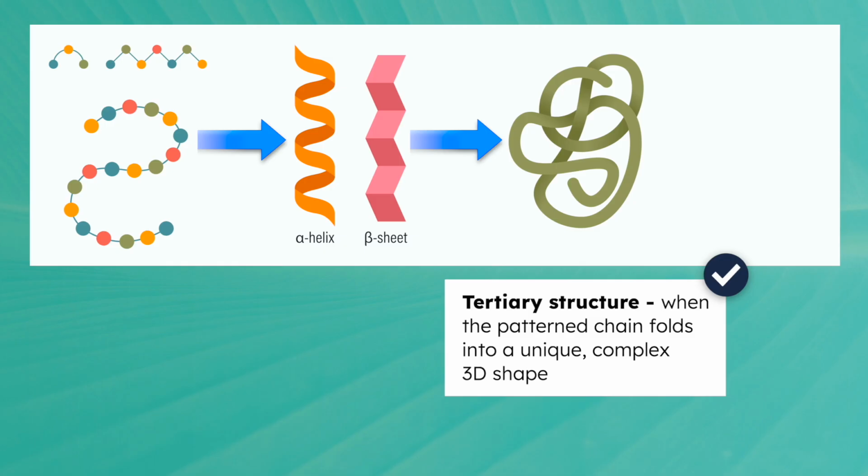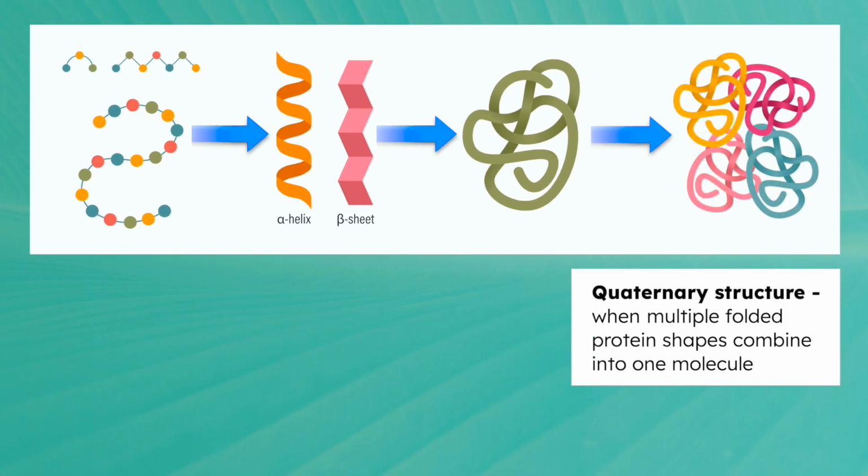Some proteins are completely functional at the tertiary level of structure, but some proteins actually contain multiple folded polypeptide chains working together. When multiple folded protein shapes combine into one molecule, they form the quaternary, or fourth level of structure.